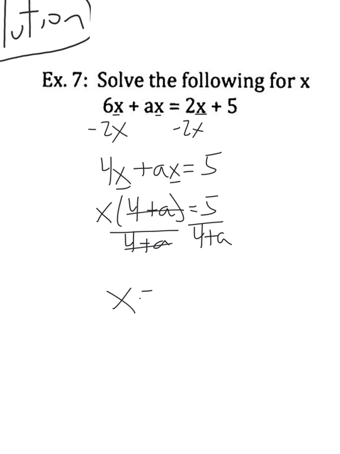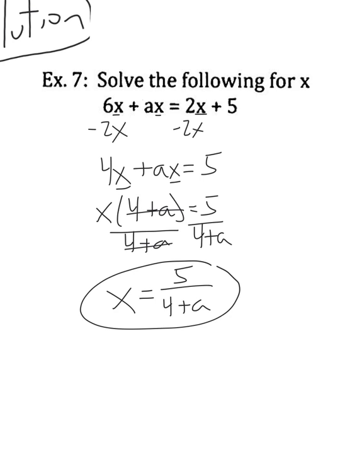So x equals 5 divided by 4 plus a. We don't know exactly what x is. I mean, it depends on what a is, but we got x by itself. There you go. So get every x to one side, factor it out, and there you go.